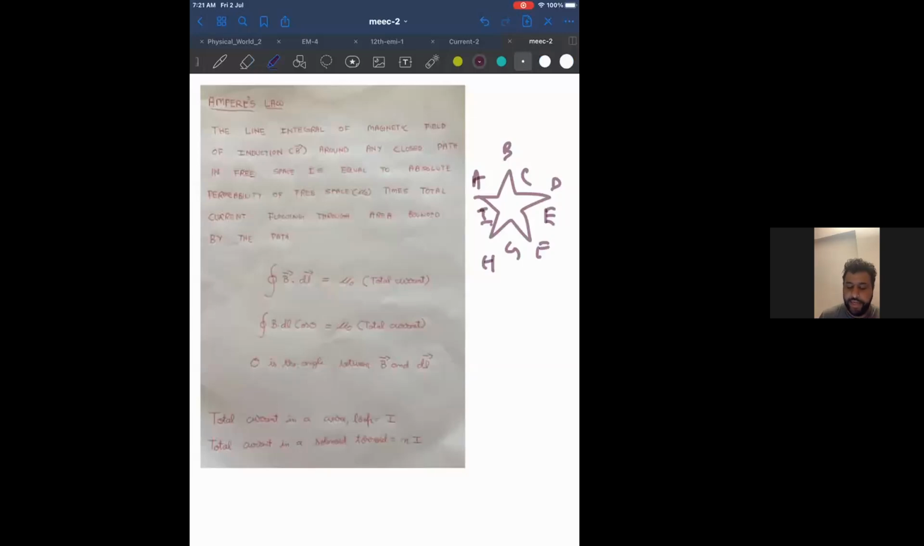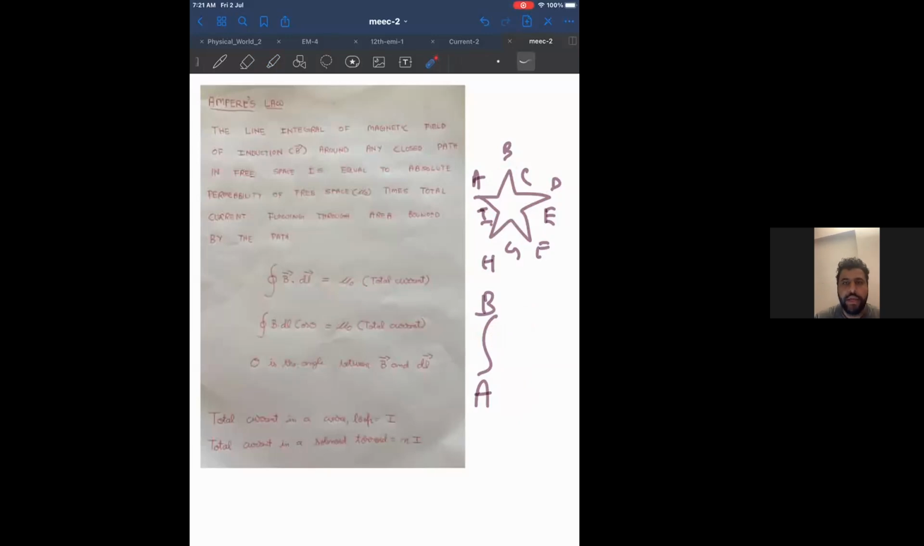So here if I say integrate A to B, you'll only integrate A to B. But if I say closed integrate A to B, or closed integration of A, it means I have to integrate A to B, plus B to C, plus C to D, D to E, E to F, F to G, G to H, H to I to A. You have to come back to the starting point. That is the meaning of closed integration.